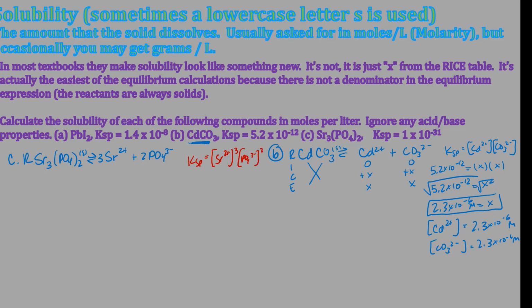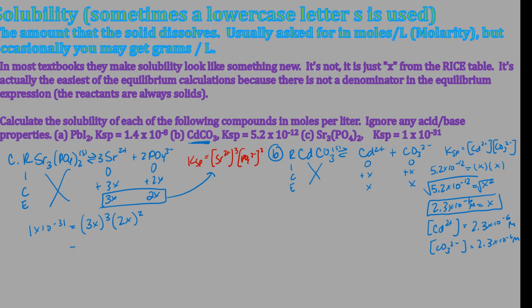All right, and then for a RICE table, the solid doesn't matter. These aqueous things do. I have 0 of this and 0 of this. So this will be plus 3x, so we have 3x. And this will be plus 2x, so that would be 2x. And so then I'm going to plug these into here and plug in my Ksp, which is 1 times 10 to the negative 31, will be equal to 3x cubed and 2x squared.